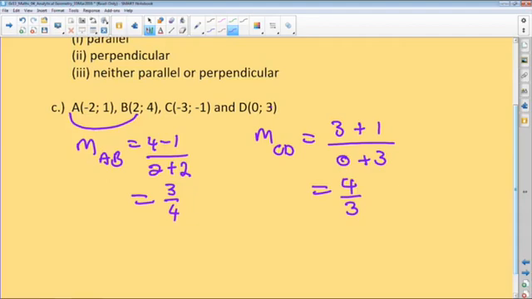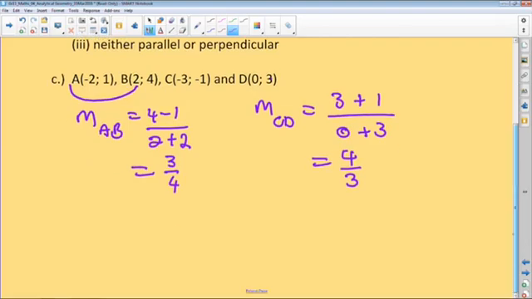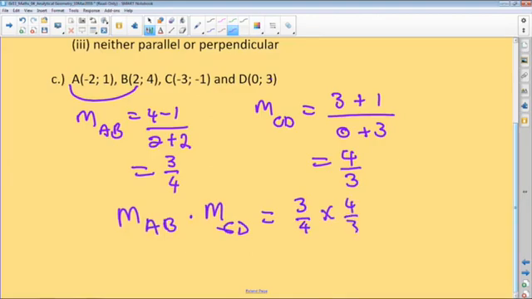Number 2, if the product of the two gradients is equal to minus 1, then it means that they are perpendicular. Let's check. Gradient of AB times gradient of CD, gradient of AB is 3 over 4 times 4 over 3, which gives us a 1. Now watch, guys. We always make a mistake here and say, okay, because I'm getting a 1, it means that these lines are perpendicular.